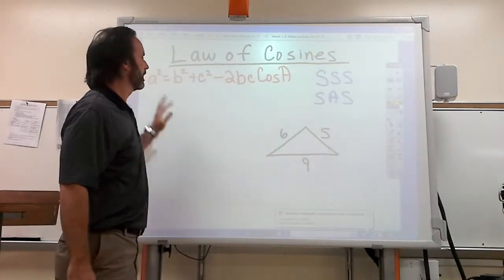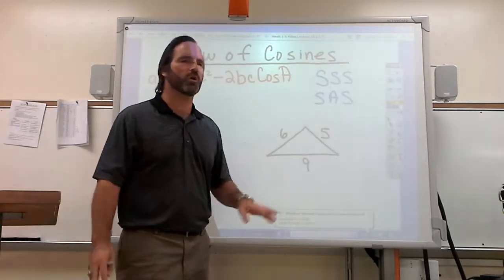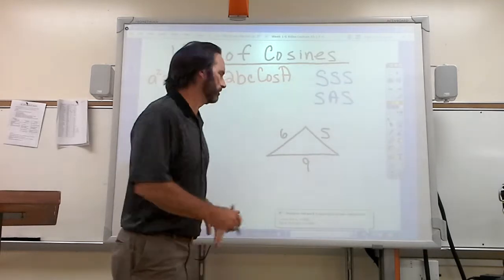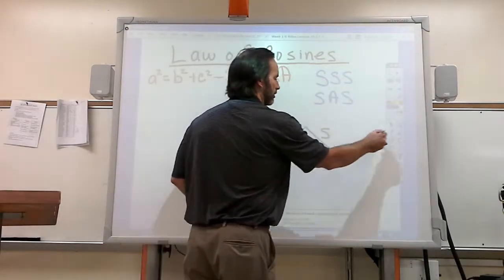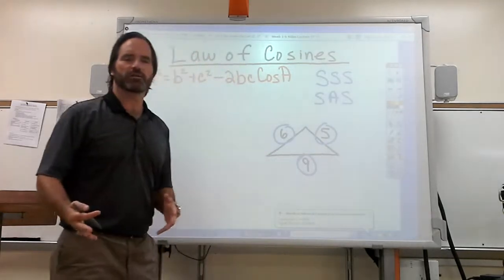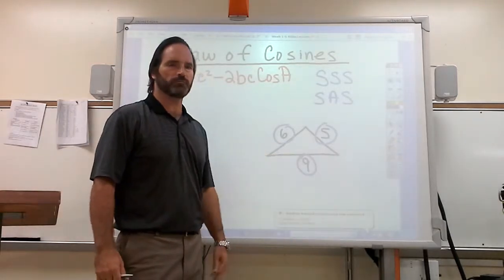All right, let's talk about law of cosines, two conditions only. If you just have side, side, side, that means what? No angle information. You're just given the side lengths. You can only use law of cosines to solve for any angle.